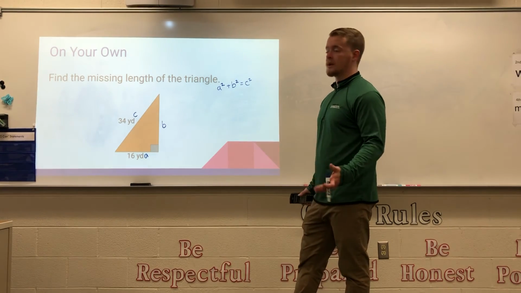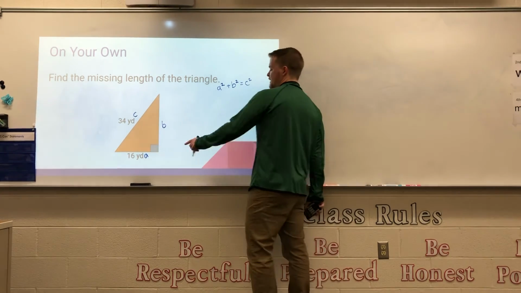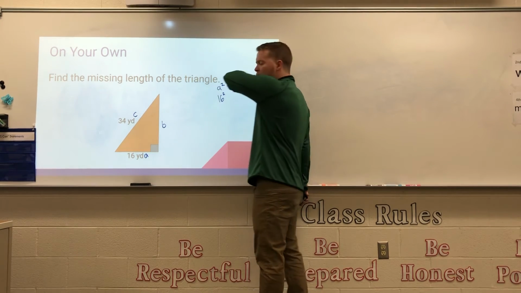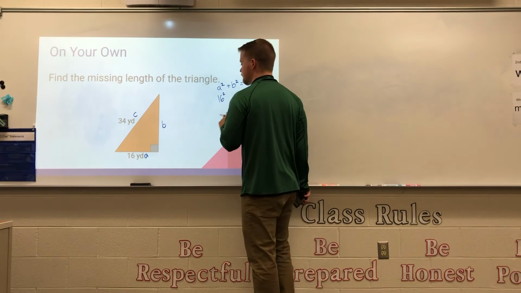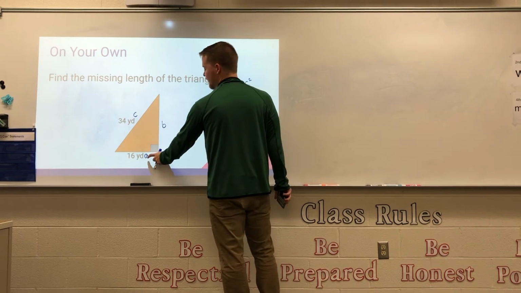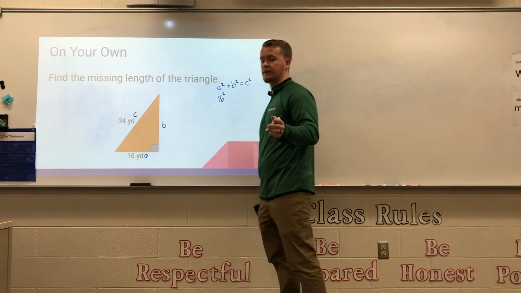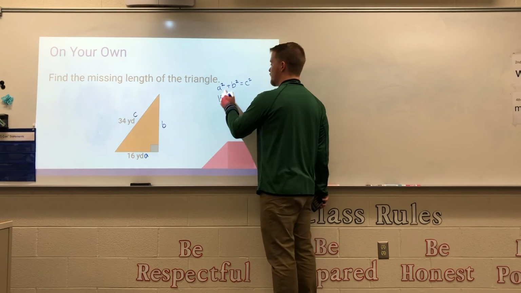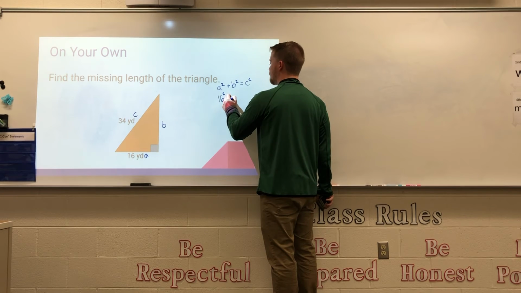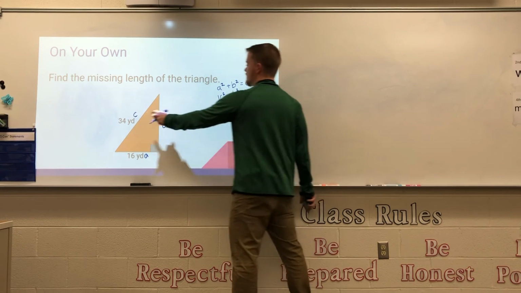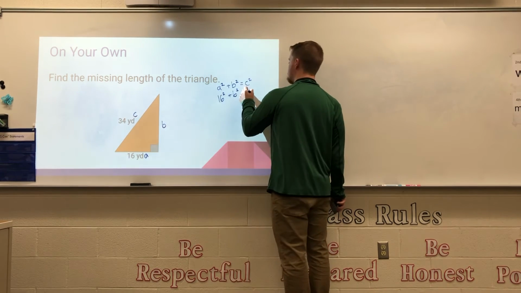Okay, once we label, we can just plug straight in. We'll have 16 in for A. And again, that's still squared. And make sure you understand this could be A or B. Like you could put B here and A here. That's not going to make a difference. So we have A squared is now 16 squared plus, we don't know B yet, so that's B squared, equals, our C is 34. So 34 gets plugged in for C, and it is squared.